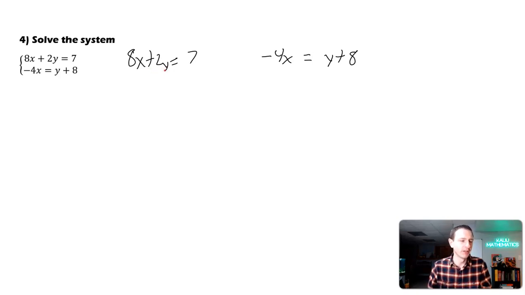Same thing with the y here. At some point, I'm going to have to divide by 2. This is 7 divided by 2. That's not going to be a nice number. So this is probably out using this equation. So let's look at this equation. I have negative 4x equals y plus 8.